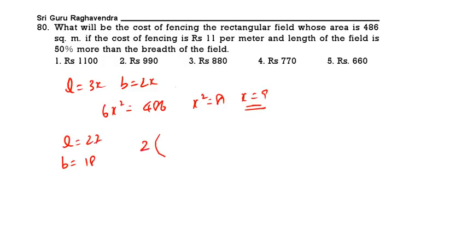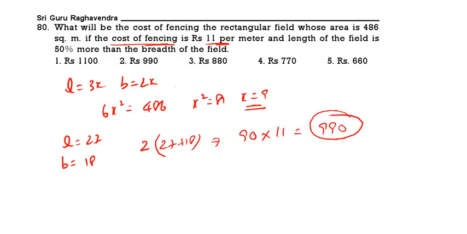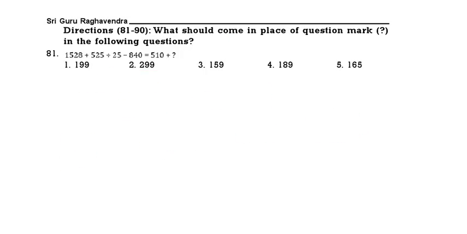Now perimeter. Fencing means always perimeter. 2 of 27 plus 18, that is 90. The cost is 11 rupees per meter. So the answer is 990. Answer is 990 rupees. Next question.